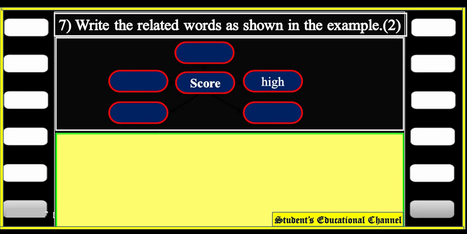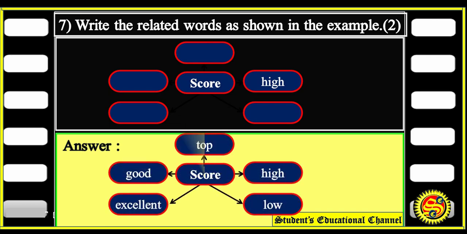Seventh, write the related words as shown in the example, 2 marks. Score: high. Answer: score, high, low, excellent, good, top.